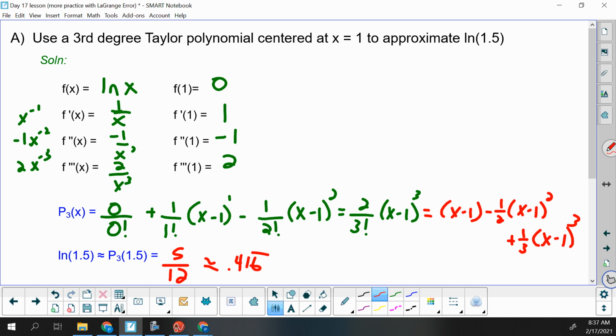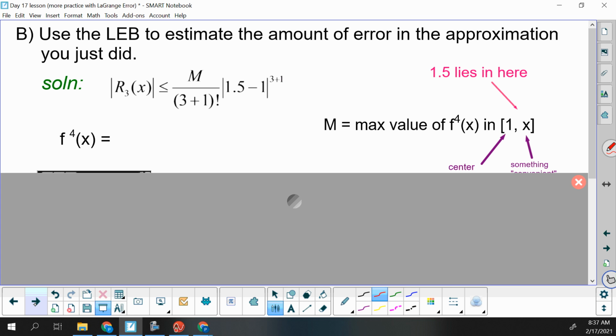Well, now in part B, we want to know, okay, well, what's our error for that? How close is that really? So we're going to use Lagrange error bound. We know because we put in 1.5, we'll have 1.5 minus our center of 1. We know we've got to have the next power and the next factorial. So we'll really have 4 and then 4 factorial.